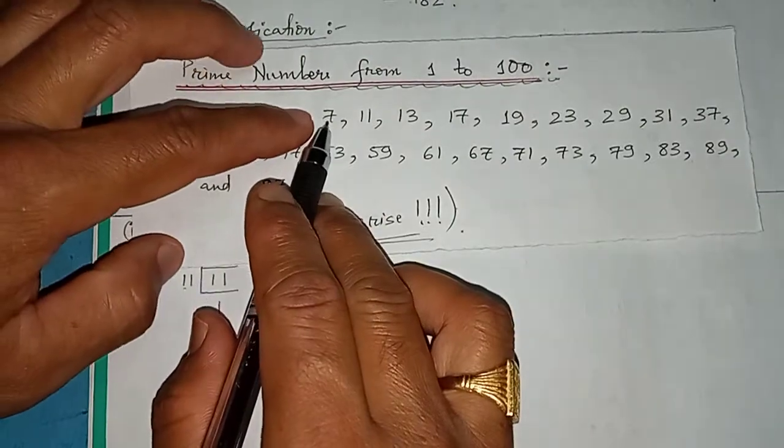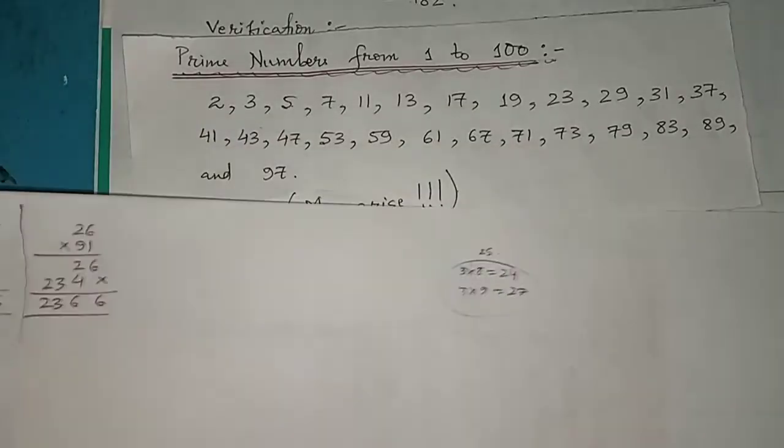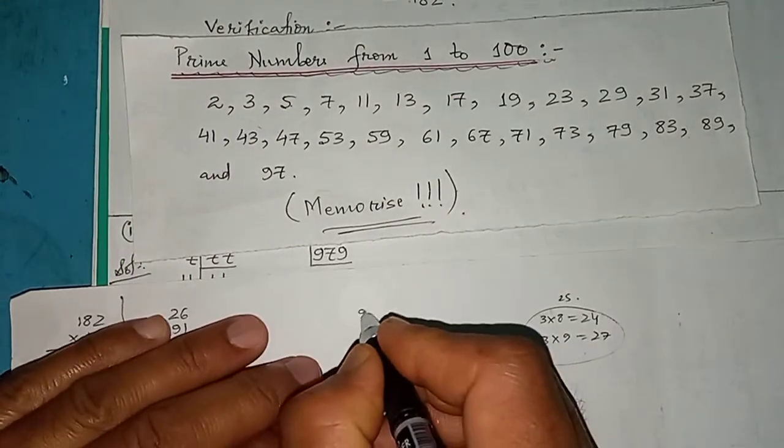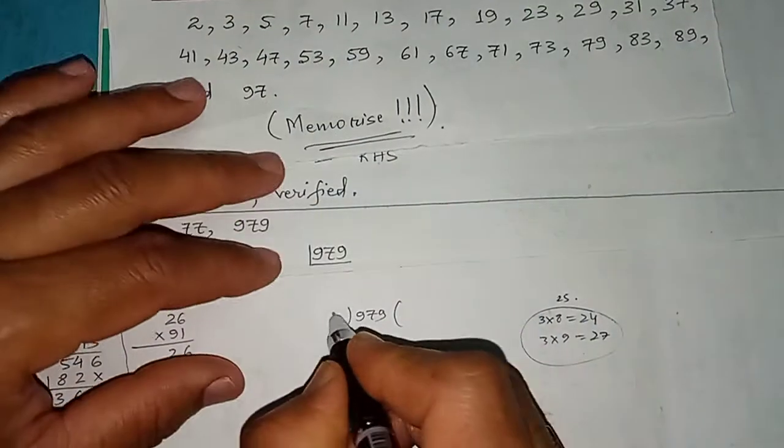Now comes 7. To try 7, you have to divide in rough. Let's divide 979 by the prime number 7, to see whether 7 is a prime factor or not.